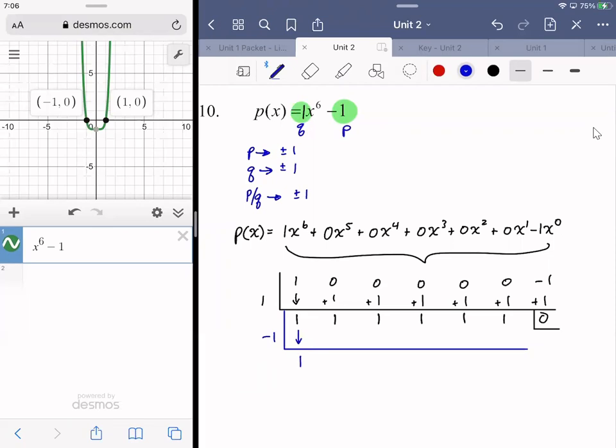So pull down the 1, multiply by the -1, you get a -1. Add. -1 plus 1 is 0. Multiply. 0 times -1 is 0. Plus the 1 is 1. Multiplied by the term on the outside, you get a -1. Add. You get back to a 0. You see it's alternating between 1s and 0s.